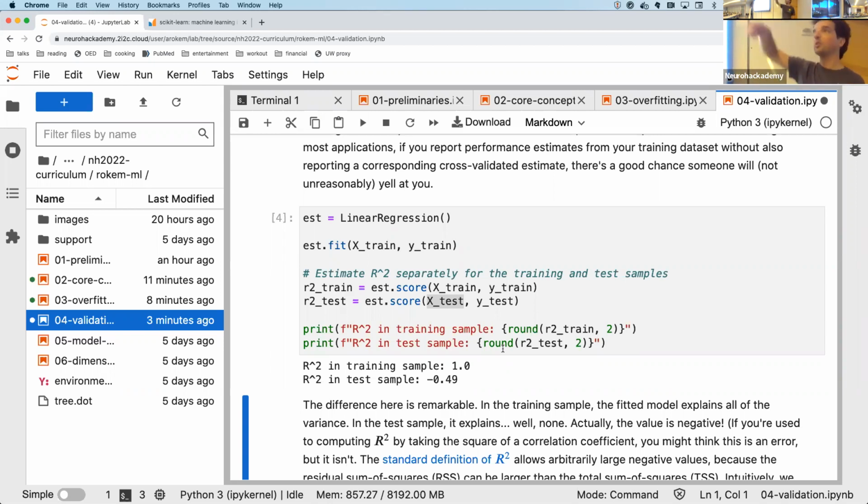Remember those wiggles that went up and down and up and down? It's like doing that in many, many dimensions. It can be worse than just guessing the average, and it is in this case.